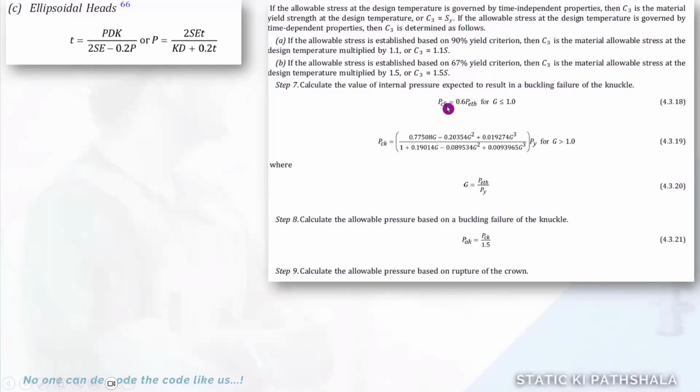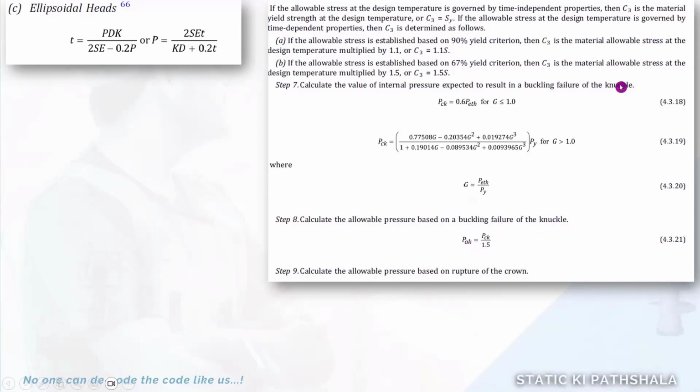So CK stands for the knuckle. We have to calculate the pressure at which there will be a buckling failure in the knuckle. This is the equation we have to use. G is another parameter. What PETH and PY we have calculated, we have to use over here. Then we have to calculate another allowable buckling failure pressure for the knuckle.